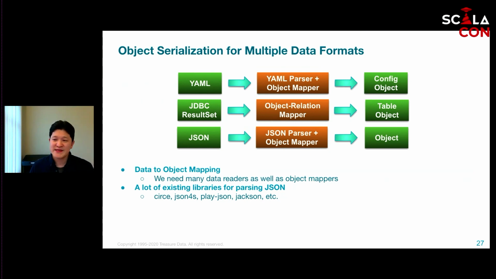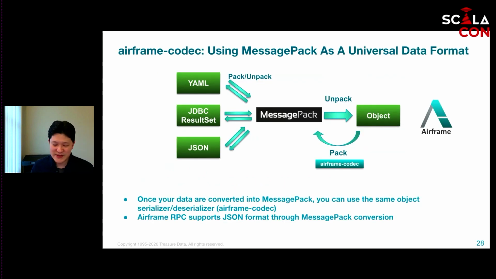The other problem is, we want to use not only MessagePack, but also YAML format, JDBC result sets, and JSON data. So actually, we have many data objects we need to support. Even for JSON, there are a lot of existing libraries for parsing JSON and mapping JSON data into objects, like Circe, JSON4S, PlayJSON, and Jackson from the Java world. Sometimes they are used in various frameworks, but it's really complex to learn the individual usage.